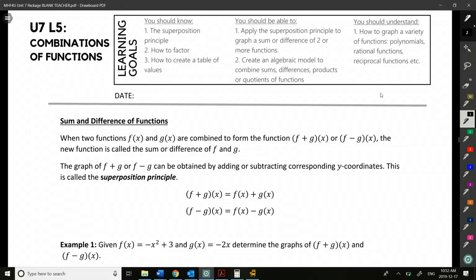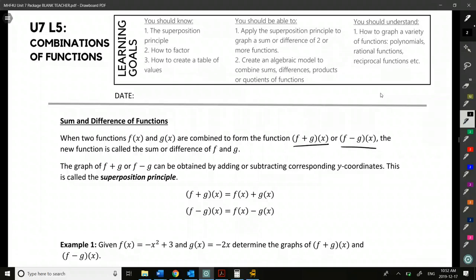Okay, so today we're going to talk about combinations of functions, which is essentially just a way that we can perform operations with functions. So I can add them, I can subtract them. If we do the sum or the difference of two functions, you're going to see the notation in this format here. It's going to look like f plus g at x, which really just means f at x plus g at x. And if you see f minus g at x, it really just means f at x minus g at x.